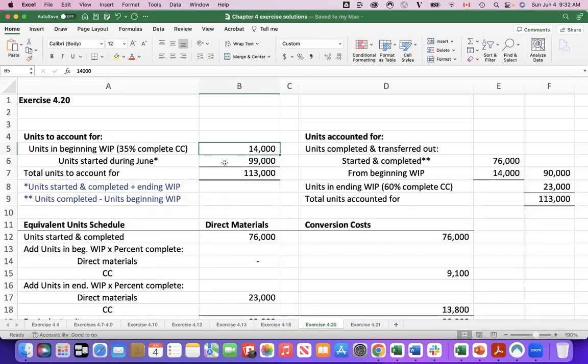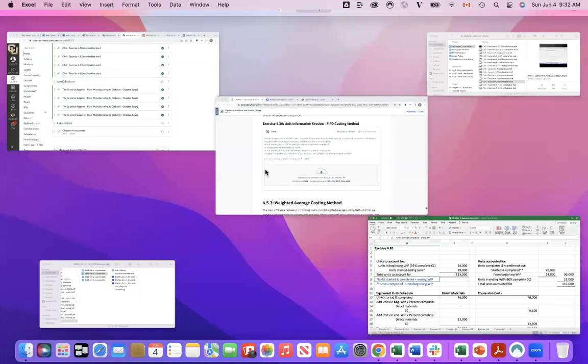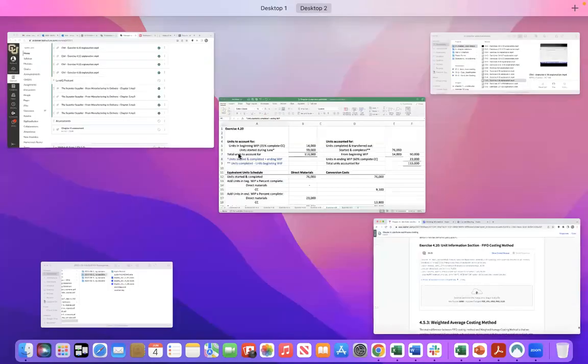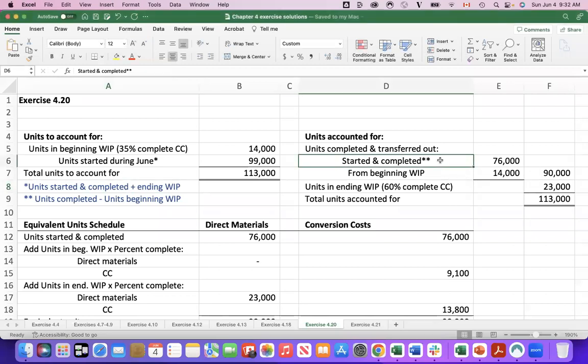We add to it the units that were started during the month. Units started during the month is calculated by this formula, which is units started and completed plus ending work in process. But nowhere in the question does it say units started and completed. It says units completed and transferred out, but nowhere does it say units started and completed. We have to calculate units started and completed. And how do we calculate that? It's this formula right here.